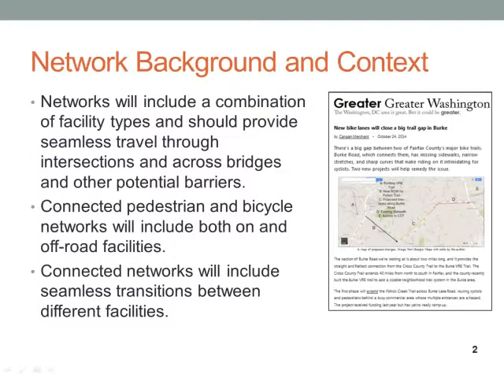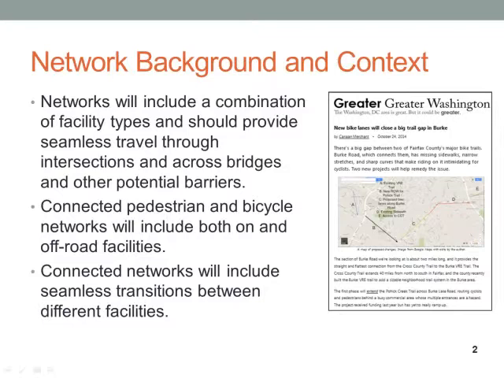One of the things that we're really concentrating on now is networks. A network is how we get around from point A to point B. Networks include a combination of facility types for seamless travel across bridges and other barriers, perhaps through tunnels. It's a connected pedestrian and bicycle network. It includes both on-road and off-road facilities. And this is how we have a seamless transition between different facilities. The shared use path and the trails can be part of that network.